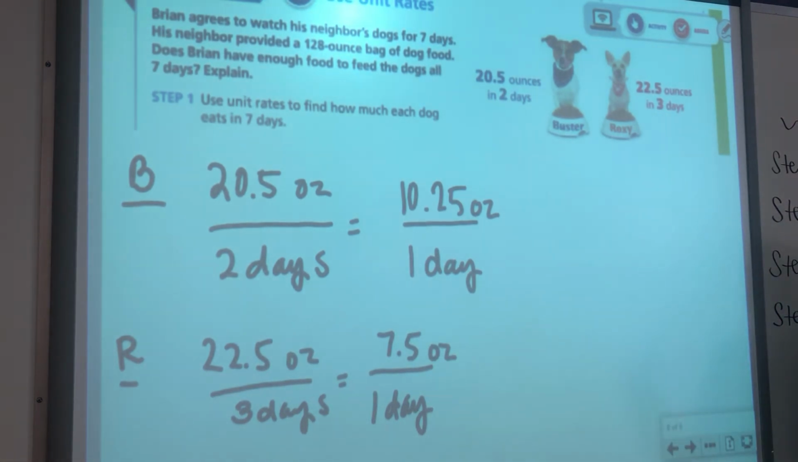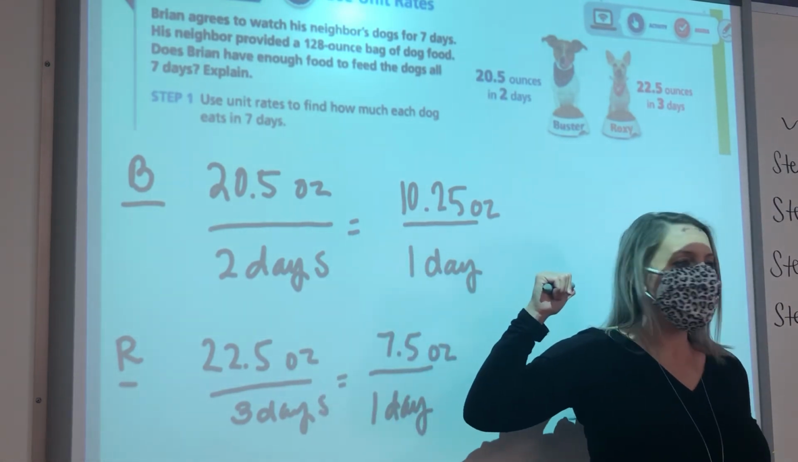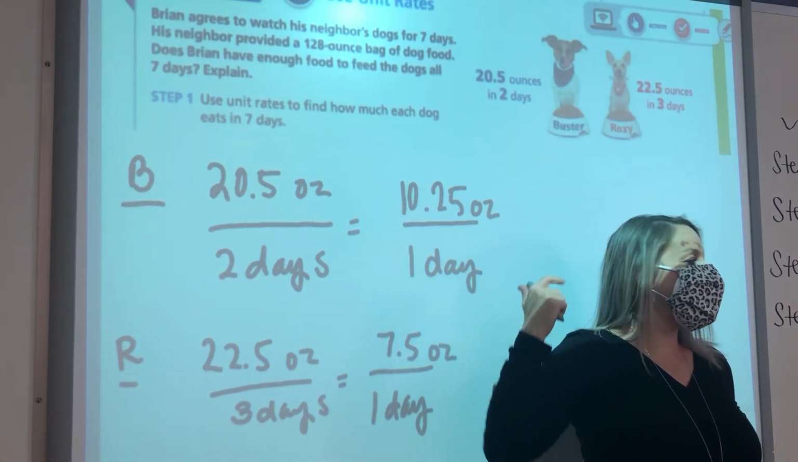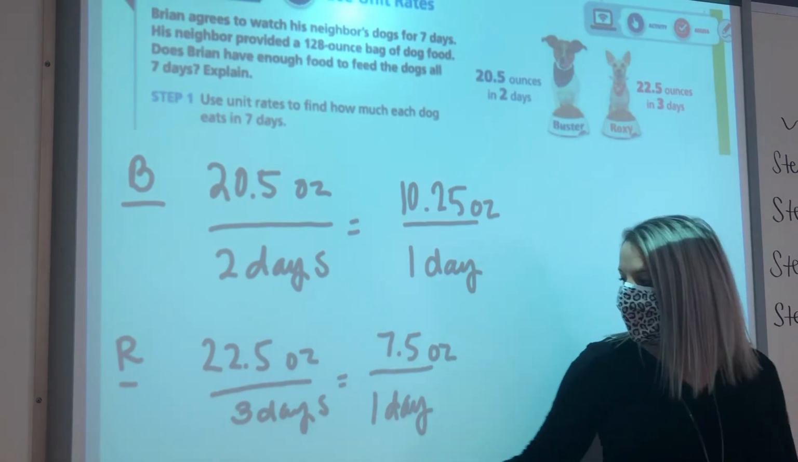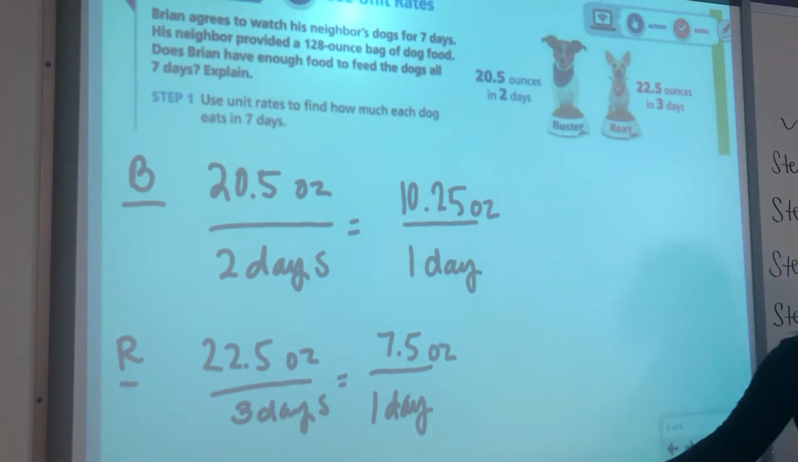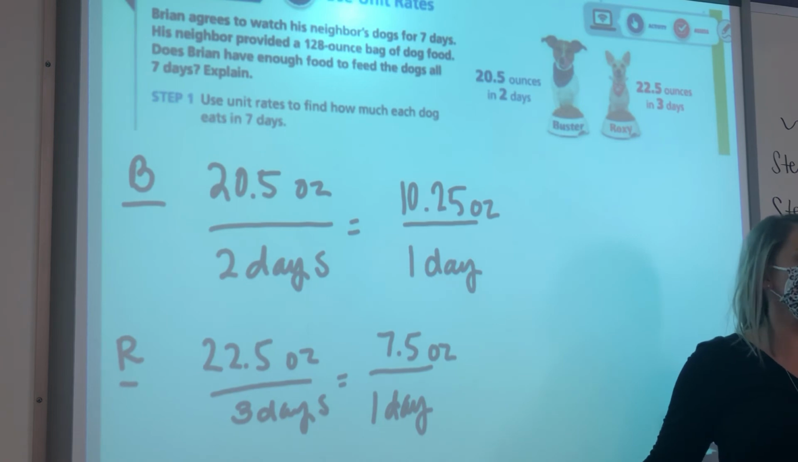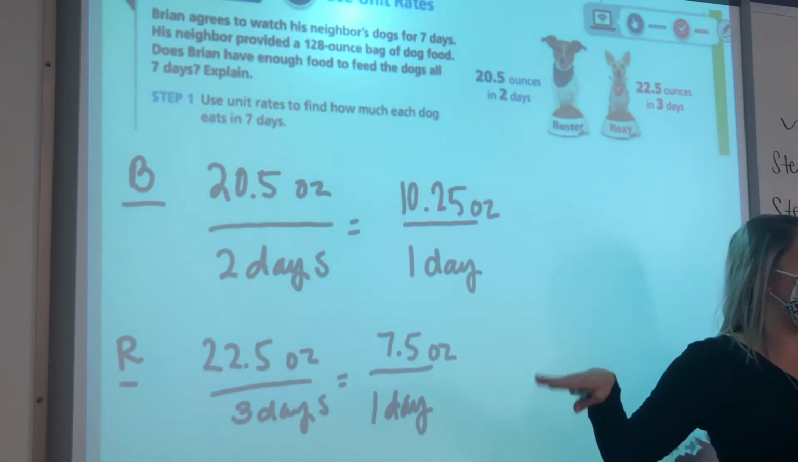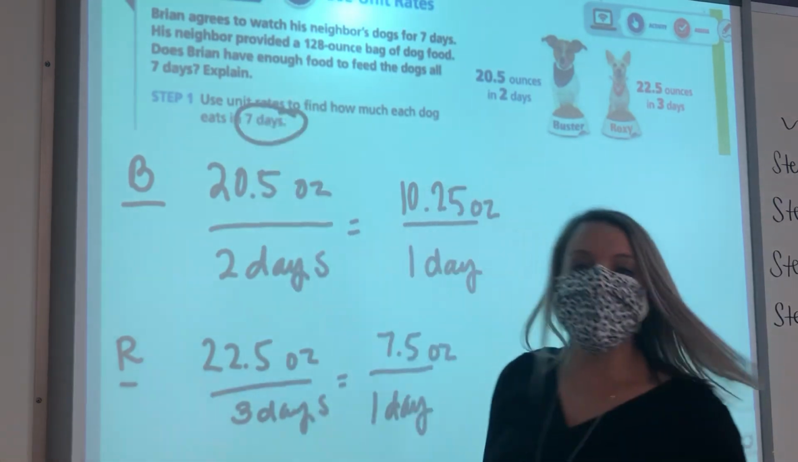Now, could we get from 2 to 7 easily? No. 2 is not a factor of 7, so no, we can't. Okay? Can we get from 3 to 7 easily? No. So that's why we need to get back to 1 day. Because we're not just interested in 1 day, we're interested in 7 days.